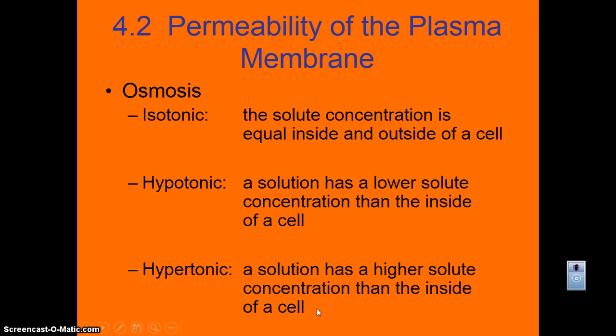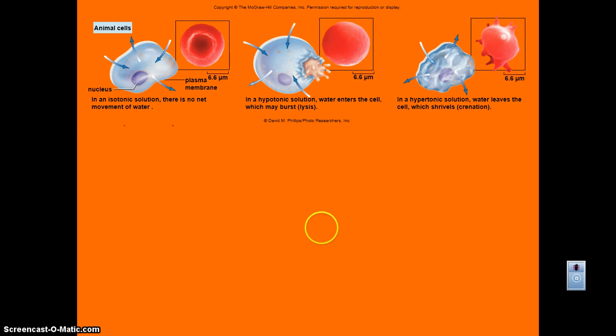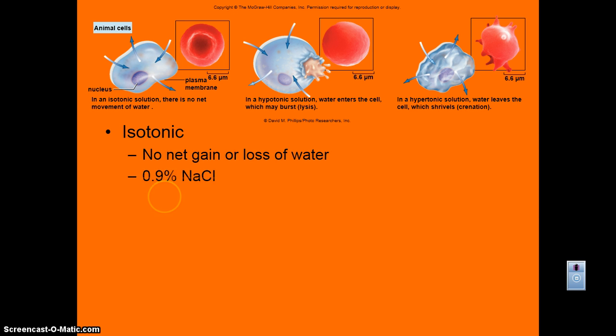One thing to keep in mind as we go through these iso, hypo, and hypertonic solutions is that everything is relative. For example, in this case, it says the solute concentration is equal inside and outside the cell. Hypotonic is a solution that has a lower solute than inside the cell. Hypertonic has a higher solute than inside the cell, so it's in respect to the cell. So you have to be careful about the wording when we talk about these. All right, isotonic solutions. When you have an isotonic solution, there's no net gain or loss of water.